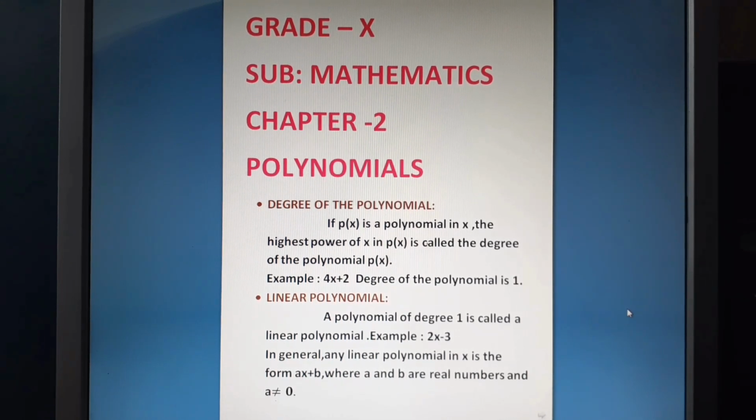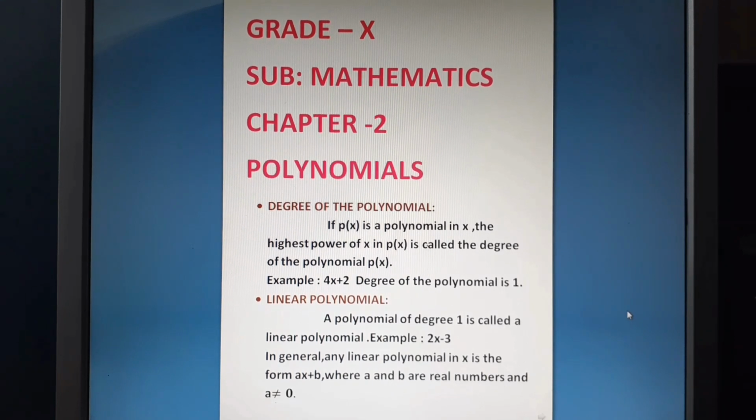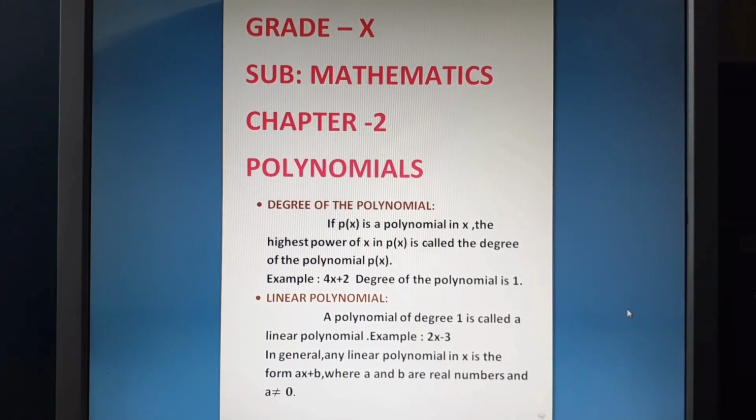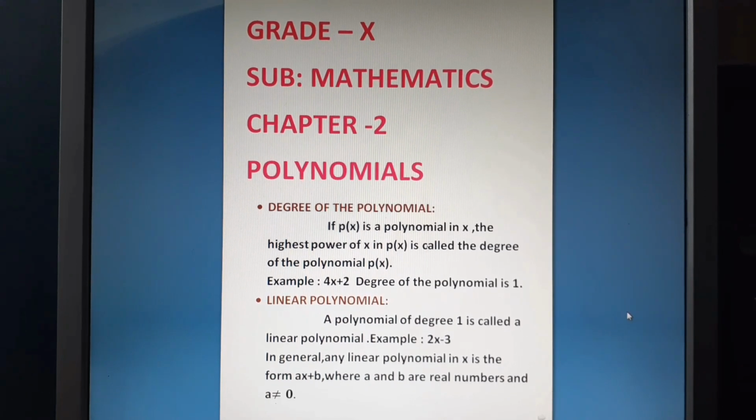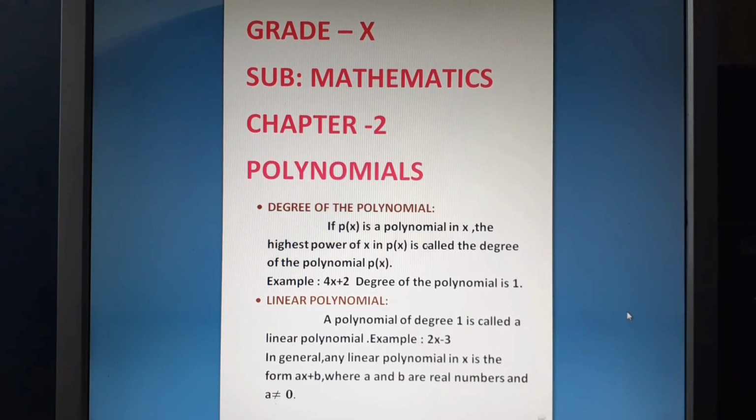Linear polynomial. A polynomial of degree 1 is called linear polynomial. Example, 2x minus 3. Here the highest power of the given variable x is 1. In general, any linear polynomial in x is of the form ax plus b, where a and b are real numbers and a is not equal to 0.